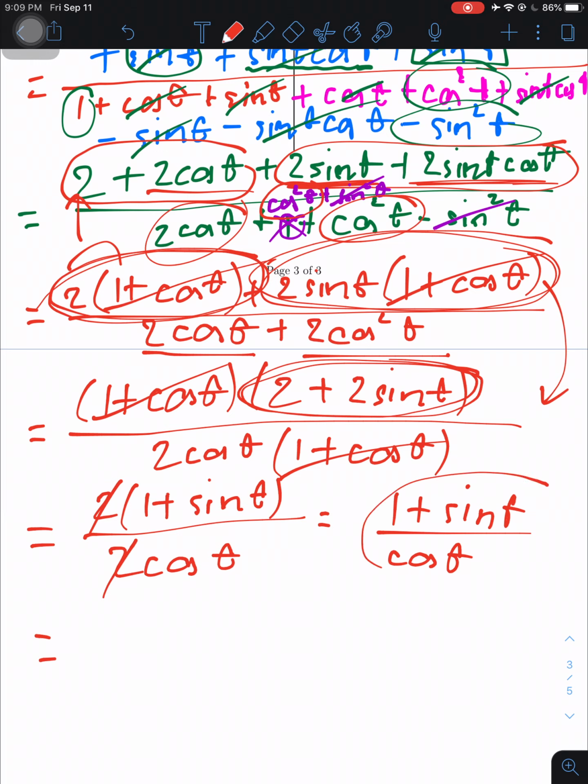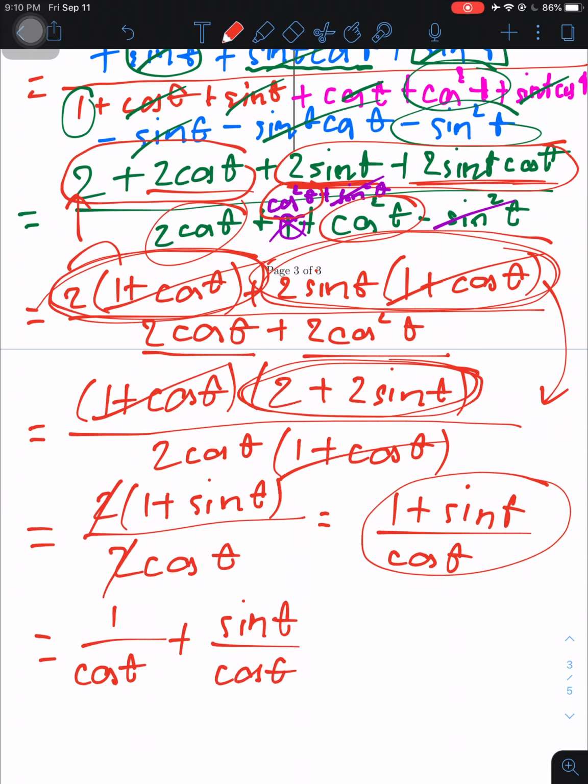Alright, so once we have this fraction, I'm going to split them into 1 divided by cosine, because 1 is a part of the top part, and then psi is also a part of the numerator, and they're all sharing one common denominator as cosine theta, right? So I'm going to split them out. And after that, what is the definition of 1 over cosine again? Well, it's secant, right? It's one of the reciprocal identities. And for the second term, psi divided by cosine, if you guys remember the quotient identity, it is tangent. And voila, this is the right hand side that we're looking for.